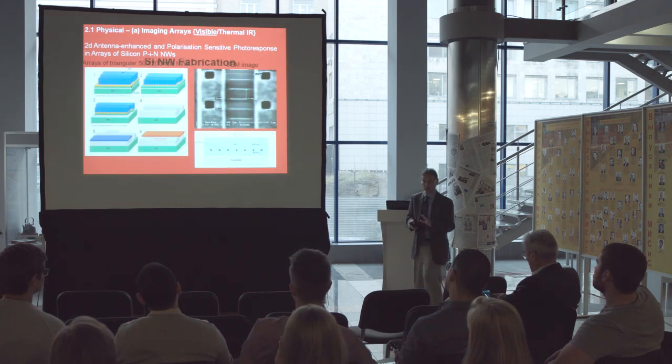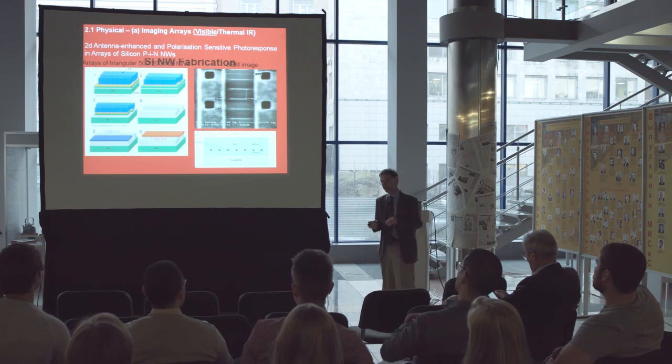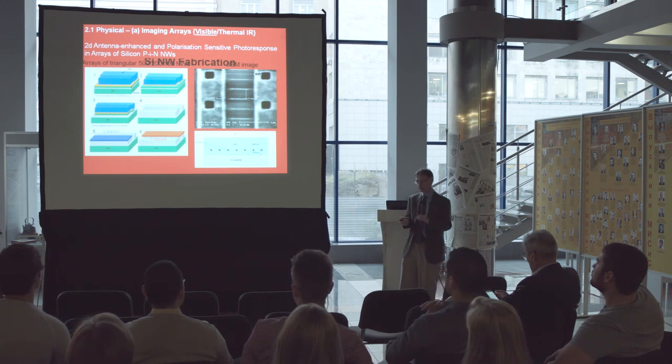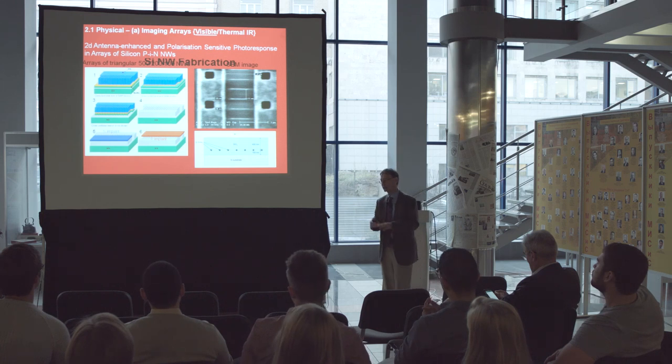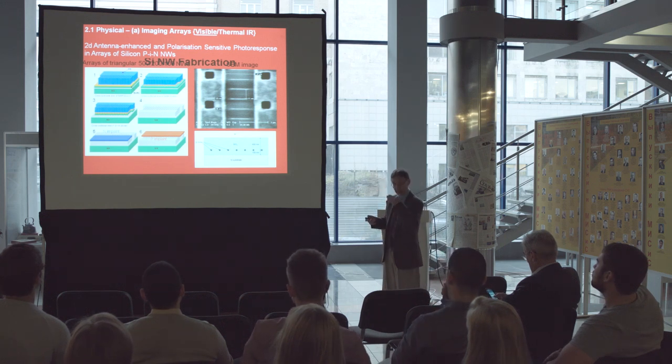So let me talk about how we make these things. We wanted to make, and we made, these arrays of nanowires, which are done on a silicon on insulator process. These wires become floating because the silicon dioxide insulator is a perfect insulator as far as we're concerned. The silicon layer above is the thing we pattern to form these nanowires.